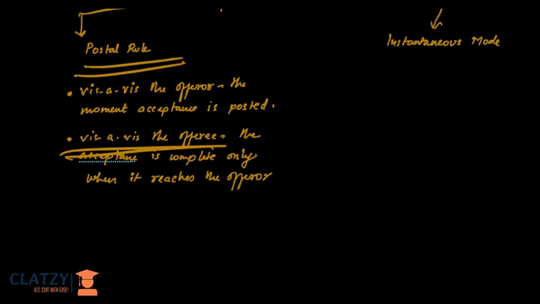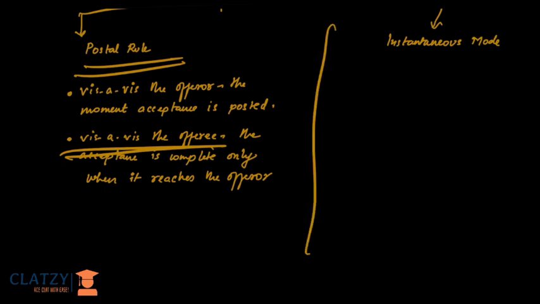So if offeree posts his acceptance today and his acceptance is supposed to reach the offerer tomorrow, then the offeree has 24 hours from today until tomorrow to cancel his acceptance. Now, how can he cancel his acceptance in this scenario? He will have to send his revocation through a faster mode of communication, which means that his revocation of acceptance should reach faster than his acceptance. So if his acceptance is supposed to reach tomorrow, his revocation of acceptance will need to reach before that.